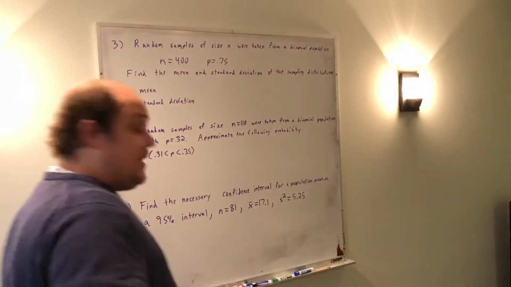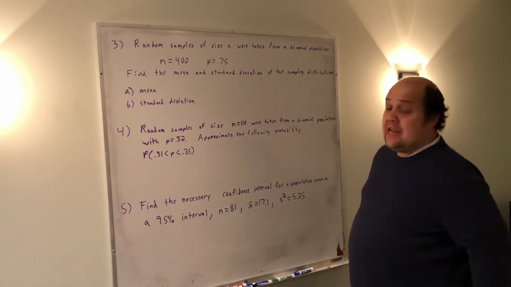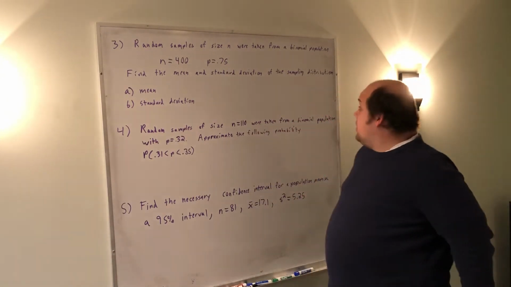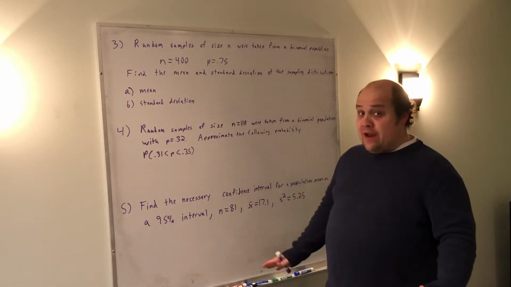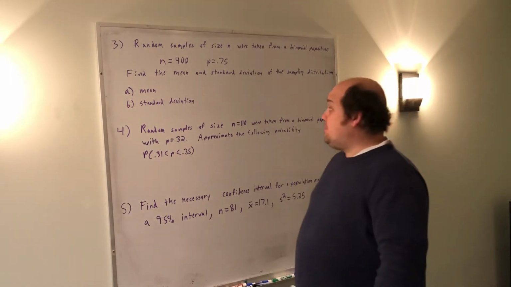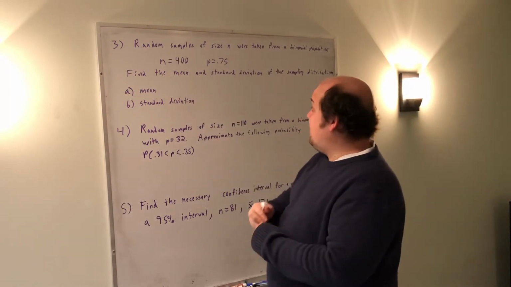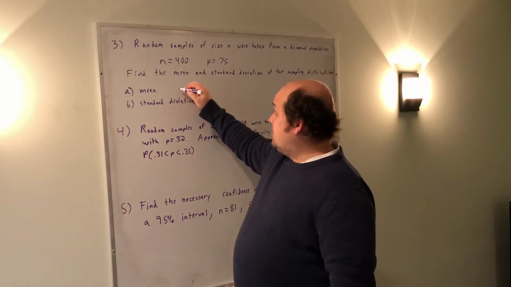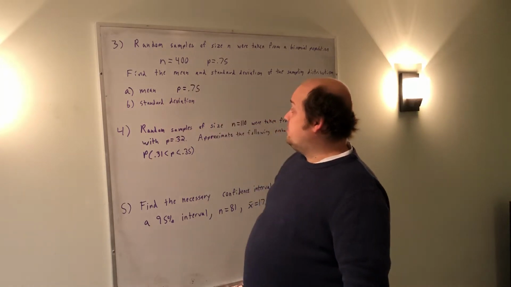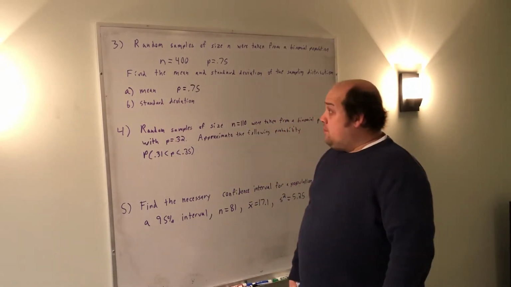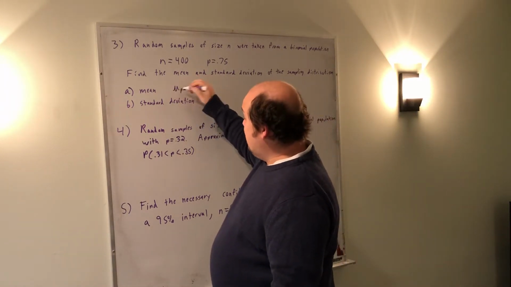Continuing on with these sample test problems, problem 3 asks me, given a certain n and p within a binomial population, find the mean and standard deviation of the sampling distribution. The mean is incredibly straightforward. I really just need to spit back whatever the population value is, and that's my guess for the mean. So in this case, the mean should be p equals 0.75. Really it's not p equals, it's mu sub p.